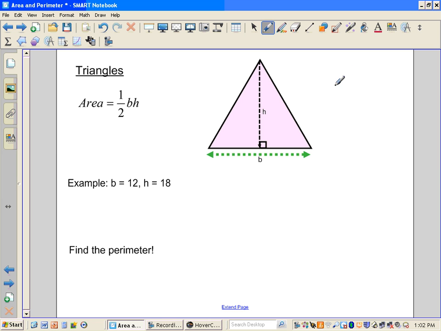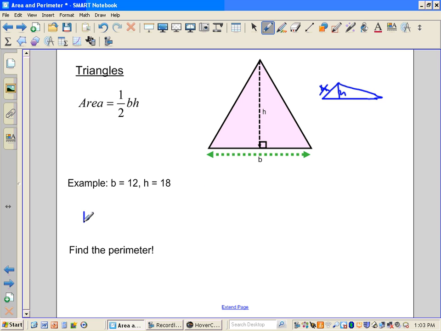If I draw an example of what you would not want to do, you would not want to say that this was the height. This is not the height. The height is in here, not this one, this one. So sometimes you have to draw in a line and figure that height out yourself.